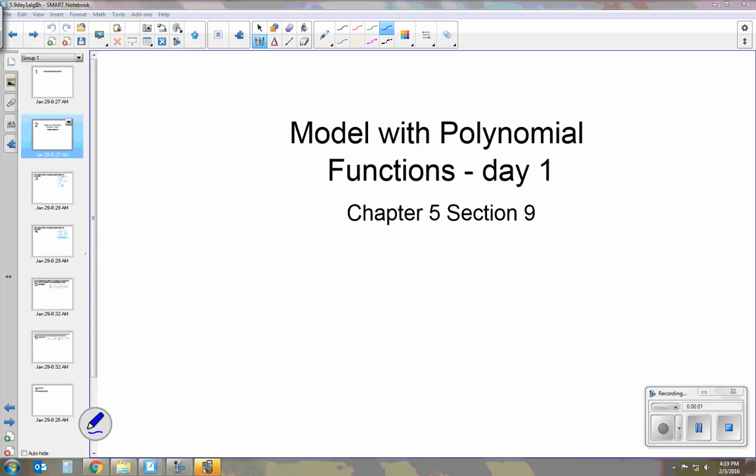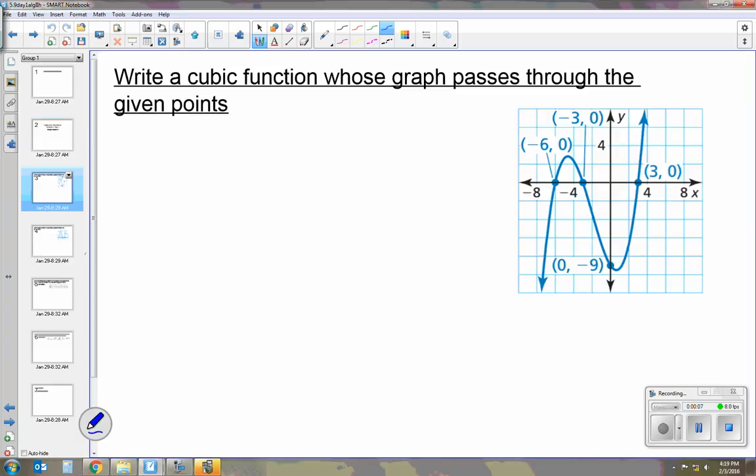Today we'll be talking about modeling with polynomial functions. This is day 1 of chapter 5, section 9. Now the first thing we're going to look at is how to write a cubic function whose graph passes through the given points on this graph.